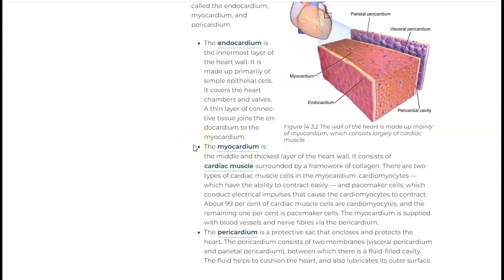Okay, so those are our heart parts. Endo is inside, it's epithelium. Myo is middle, it's the muscle layer, and cardiac muscle to be particular. If you remember, we talked about cardiac muscle. And the pericardium, what do you think the pericardium does and what do you think it's made out of? It's on the outside, so it's protective. So usually it's connective tissue of some sort. Good.